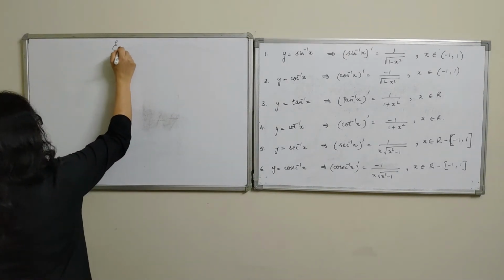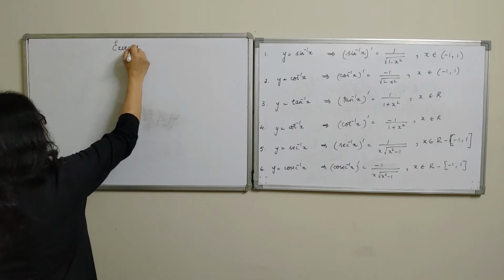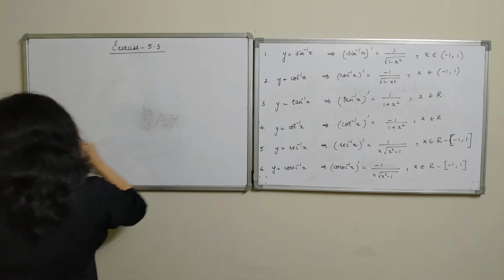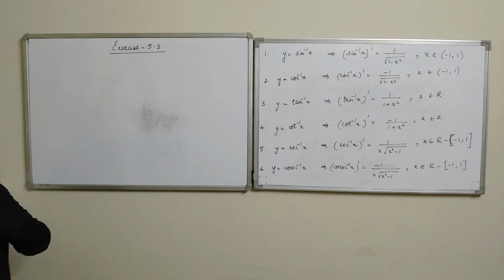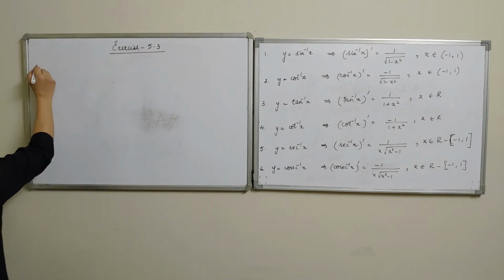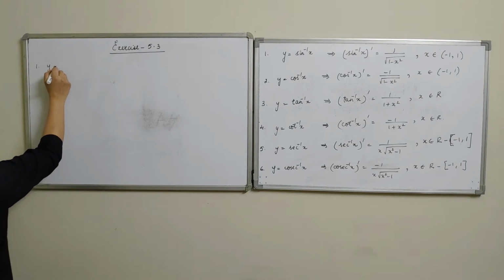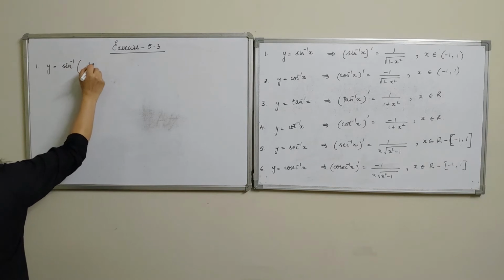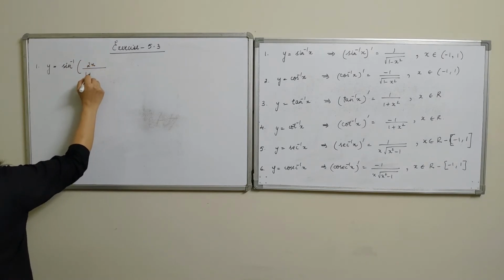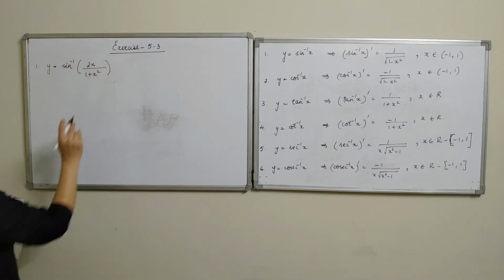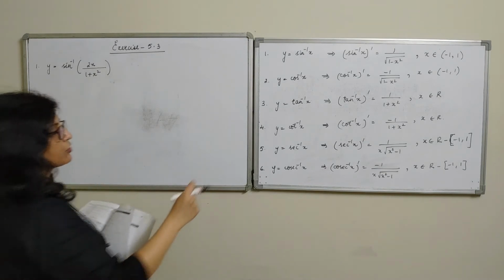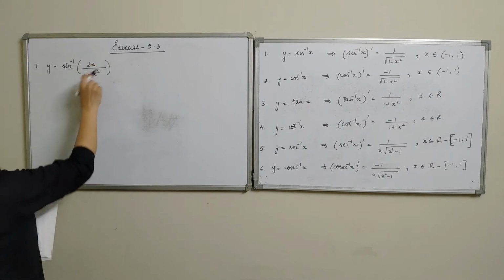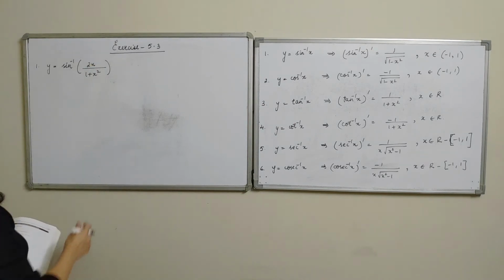So we are solving questions from exercise 5.3, and the first question that we are taking up is y is equal to sine inverse of 2x upon 1 plus x square. Now you can see here the standard inverse trigo function is sine inverse x. This is not sine inverse x, so we can easily make out this is a composite function.